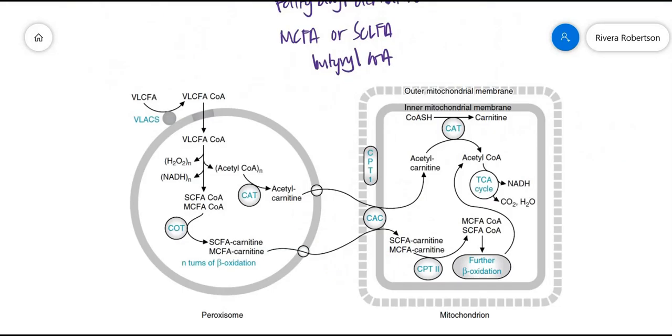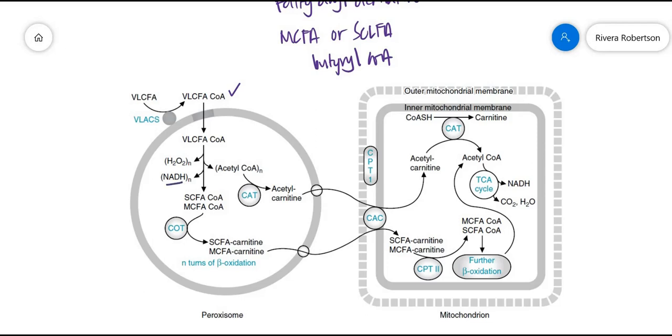Now, let's take a look at the following diagram. So, ito na yung napag-usapan natin kanina, no? Kung saan yung very long chain fatty acids, they are activated into very long chain fatty acyl CoA, and then it is transported into the peroxisomes via a carnitine independent manner, and then it will undergo a series of beta oxidation leading to the production of NADH.